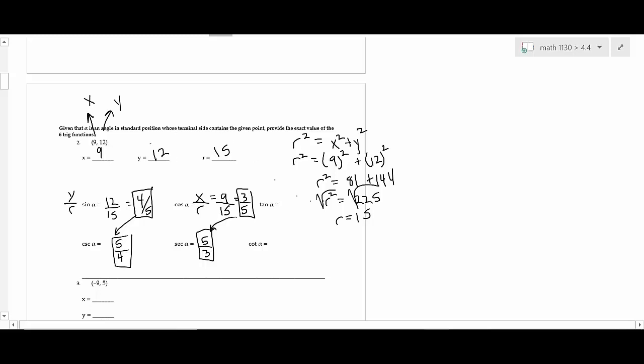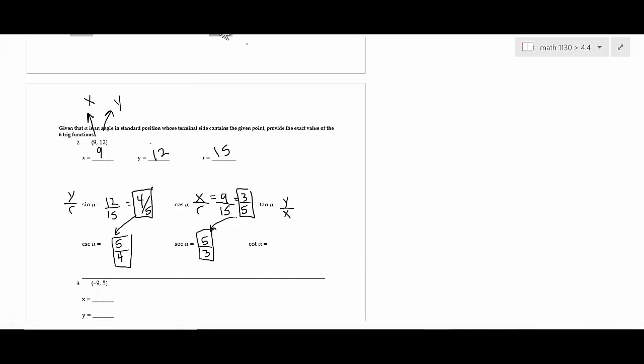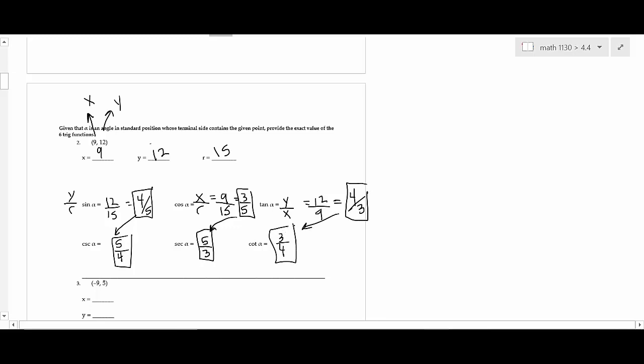And then finally, the tangent is y over x. I'm going to erase this stuff here from the Pythagorean Theorem. So if you did y over x, it looks like y is 12, x is 9. You can reduce that by 3 to get 4/3. And then the cotangent's the reciprocal of the tangent, so that's going to be 3/4 like that. Okay? So that's basically how you would do that then.